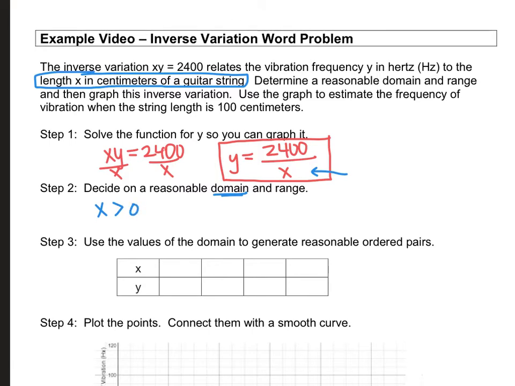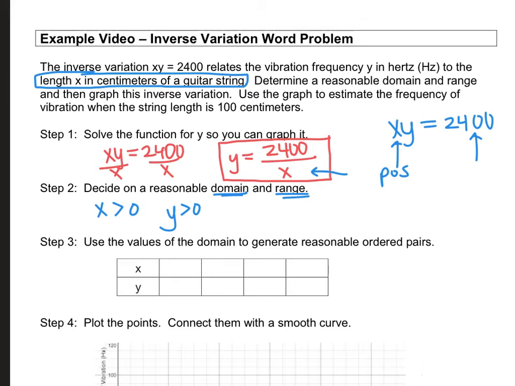Okay, now our y, which is our range, what's a reasonable range for this situation? On this one, I'm just going to refer back to, we know that x times y equals 2400, and x is a positive value, and we're getting a positive result with this multiplication right here. So a positive times what type of number will give you a positive answer? Another positive value. So for our range, all the y's will be greater than 0 as well.